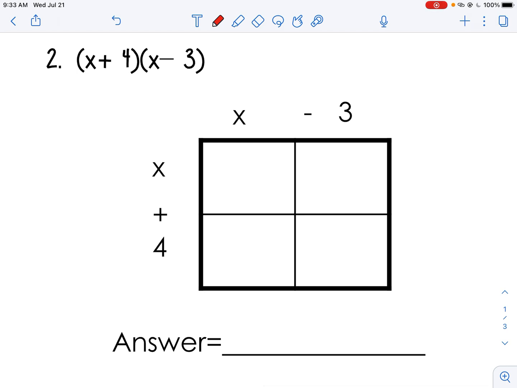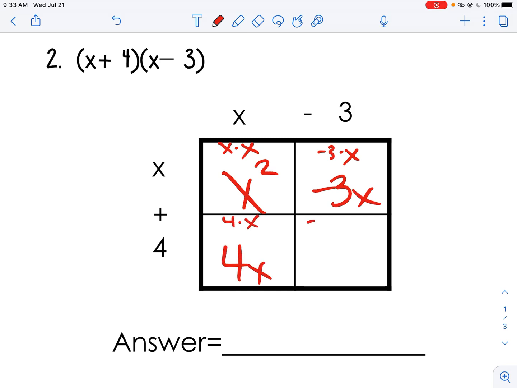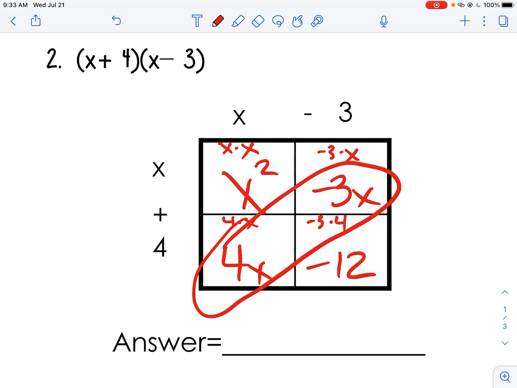Okay, same thing here. Take x times the x, I get x squared. Negative 3 times x, I would get negative 3x. 4 times x, I would get 4x. And then negative 3 times 4 would be negative 12. I would combine like terms. I would get x squared plus x minus 12.